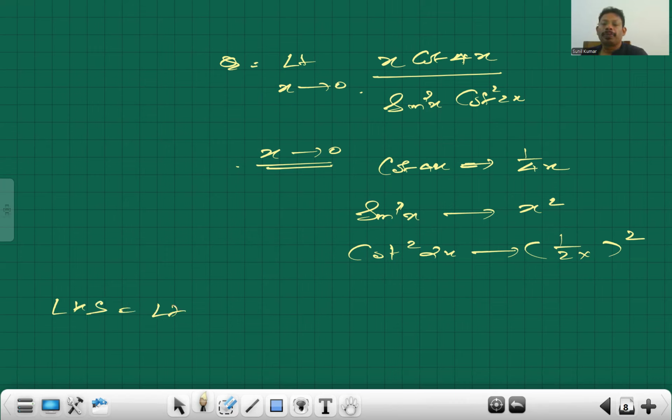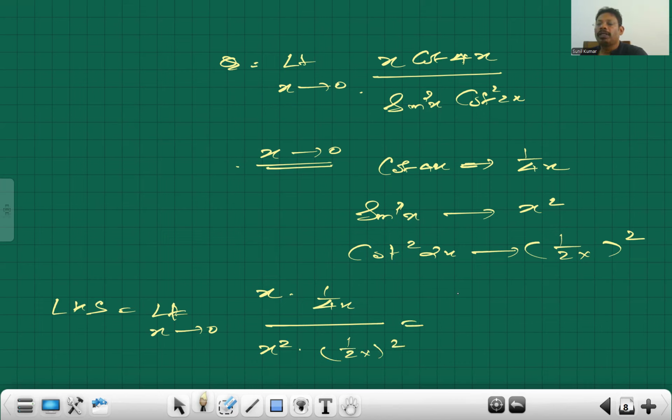Limit x tending to 0, numerator is x, instead of cot 4x let me write 1 by 4x, and in the denominator for sin square x I can write x square, and for cot square 2x I can write 1 by 2x the whole square. So you see what I am getting: numerator 1 by 4, denominator also 1 by 4. So the answer comes out to be 1. This way we can solve this. It is a very easy approach. So this is the basic idea of limits.